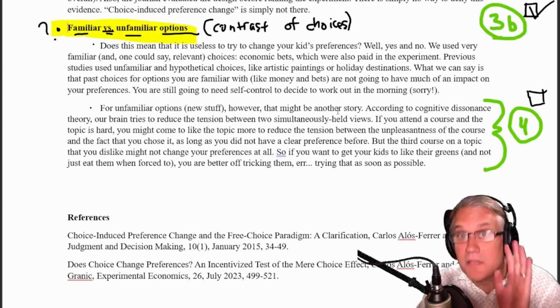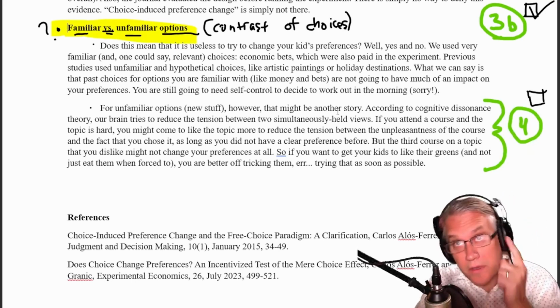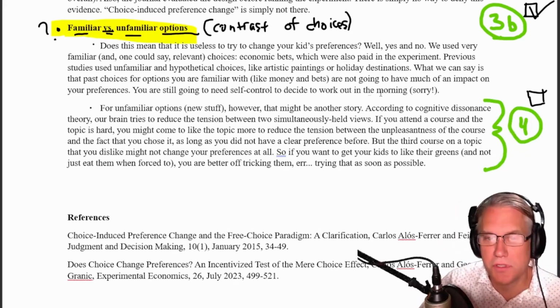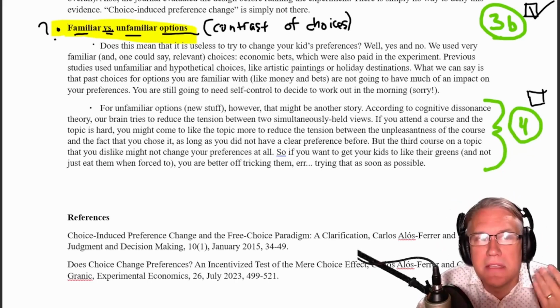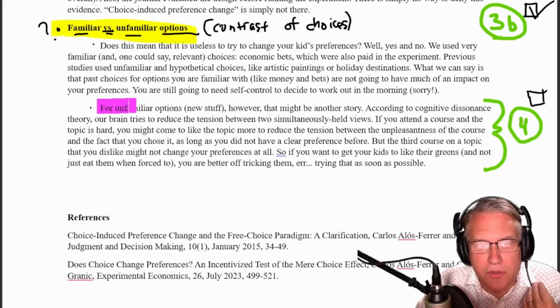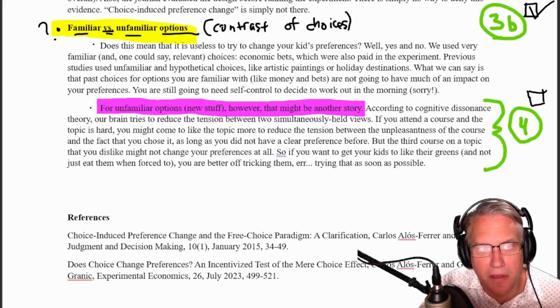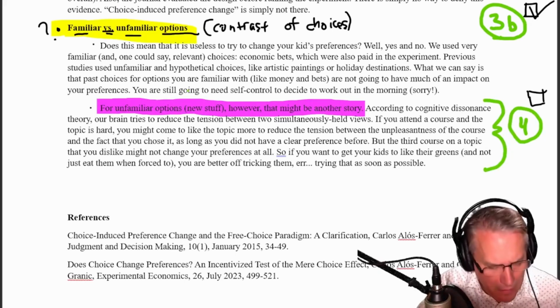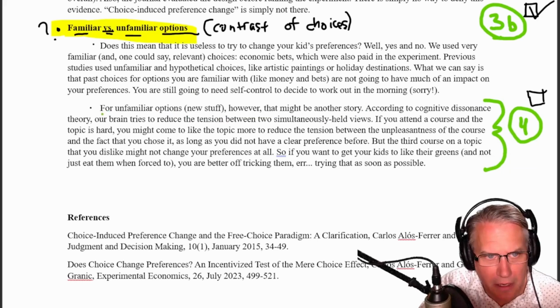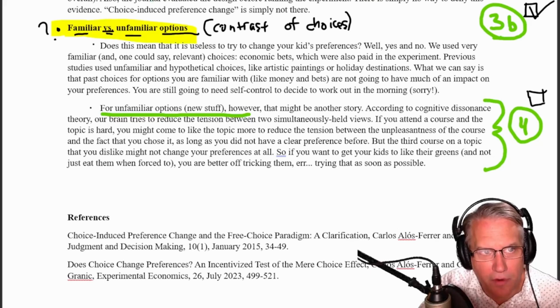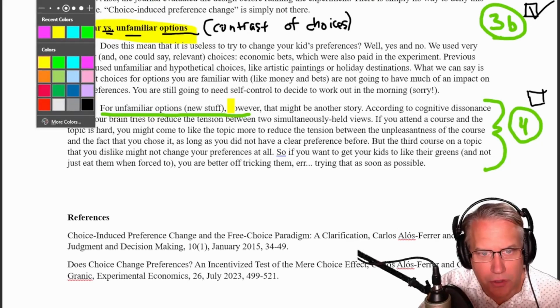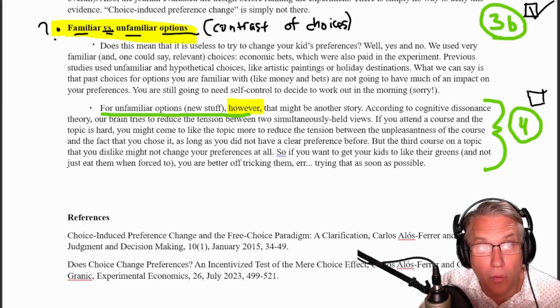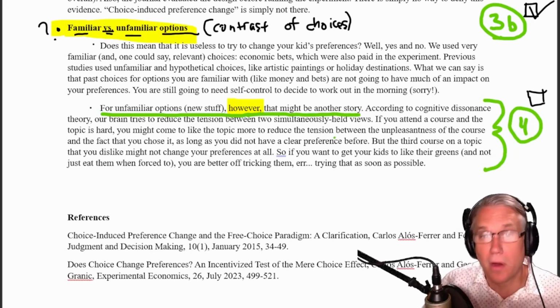Okay, I am confused. One reason I'm confused, I should be confused from this because I skipped to the end of the article. I don't know this first sentence here. I know they're referring to something before. Actually, let me change this. Let's see. For unfamiliar options, new stuff. However, this word "however" is linking to the idea before, and I don't know what is in the paragraph above, so I need to look at that before I understand this.